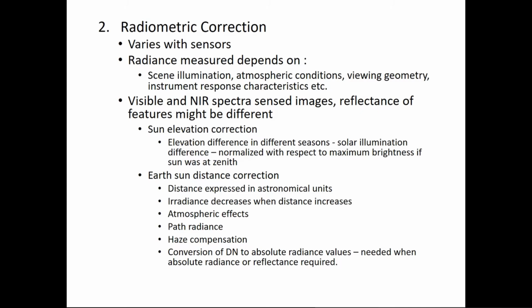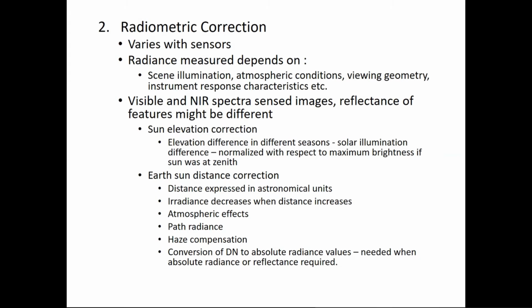Further, in the visible and near infrared spectra sensed images, the reflectance of the features might be different. This is dependent upon the radiance measured, and for correcting it you have to consider two parameters: the sun's elevation and the earth-sun distance. So these are the two corrections in radiometric correction: one is sun elevation correction and the other is earth-sun distance correction.